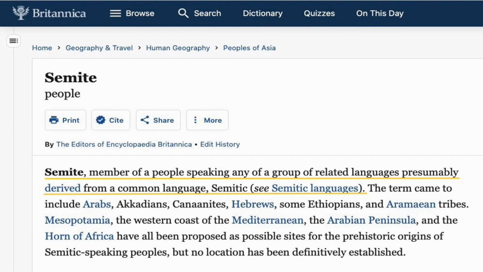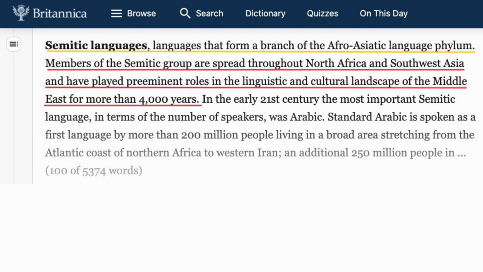According to Britannica, a Semite is a member of a people speaking any of the group of related languages presumably derived from a common language, Semitic. And according to Britannica, Semitic languages form a branch of the Afro-Asiatic language phylum. Members of the Semitic group are spread throughout North Africa and Southwest Asia and have played a prominent role in the linguistic and cultural landscape of the Middle East for more than 4,000 years.